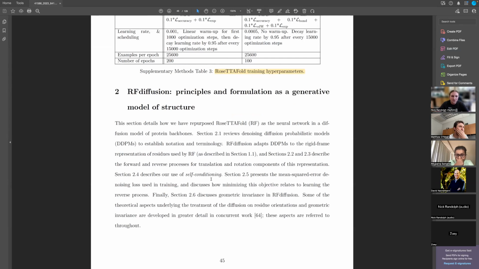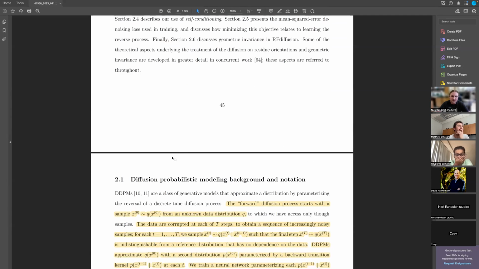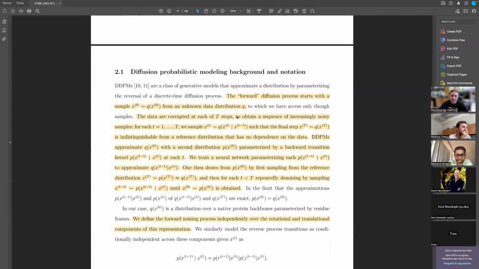So they do a nice overview of the principles of diffusion. We've talked about this previously, so I'm going to go through this fast, but I'm going to slow down at the most important parts. Like we've talked about before, the forward diffusion process starts with a sample from our data distribution. In our case, this is a protein backbone.